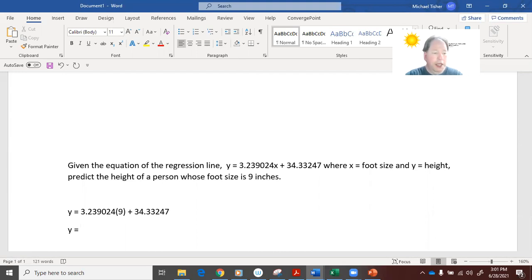And I get 29.151216 plus 34.33247. Adding up those numbers, we get about 63.48 inches.